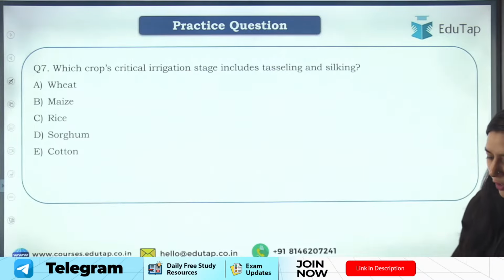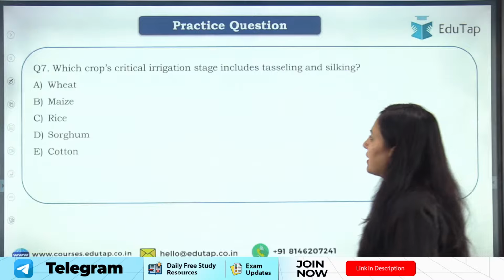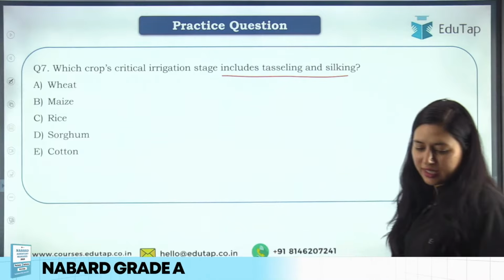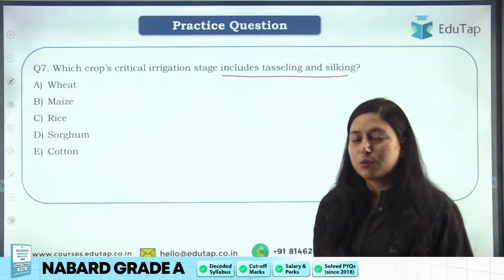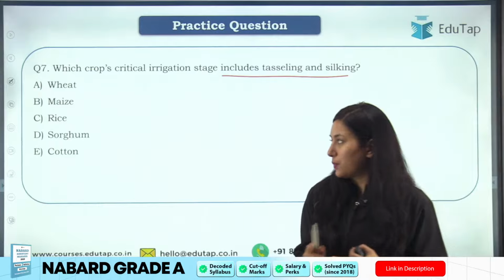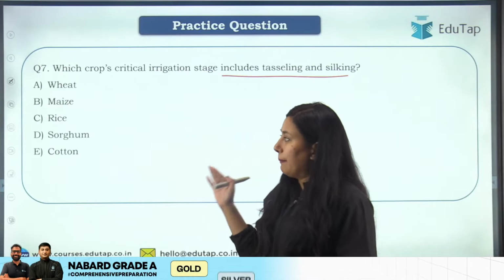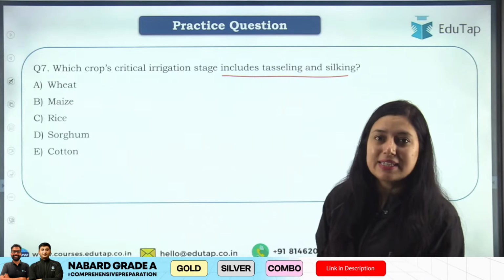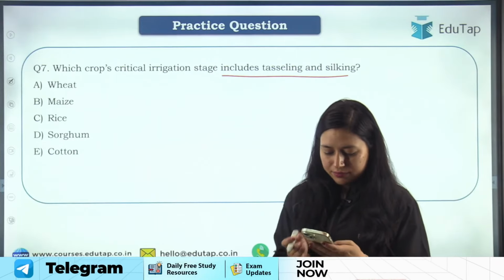Okay, moving to the next question. Which crop's critical irrigation stage includes tasseling and silking? ठीक है, आपको बताना है out of the given options किस crop की critical stage होती है tasseling और silking. Your options are wheat, maize, rice, sorghum, cotton. ठीक है, please give me the answer in the chat section.